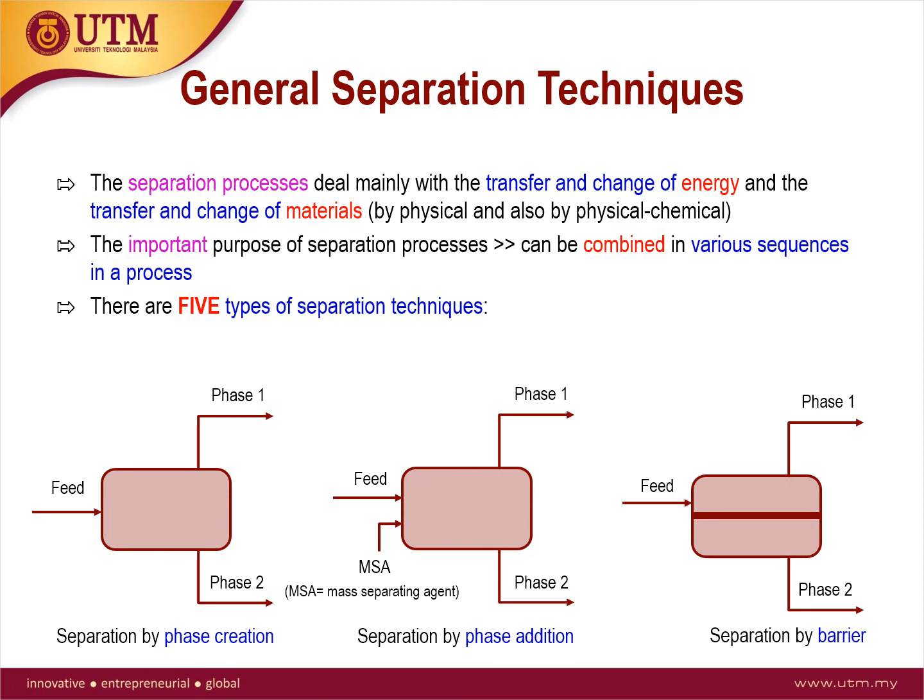Then the third separation technique is separation by barrier. Normally, for separation by barrier, we use a membrane separation process. The function of the membrane installed in the middle of the separator is to restrict and/or enhance the movement of certain chemical species.